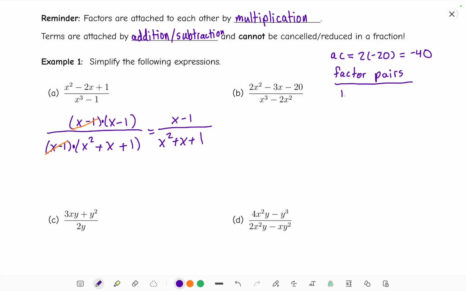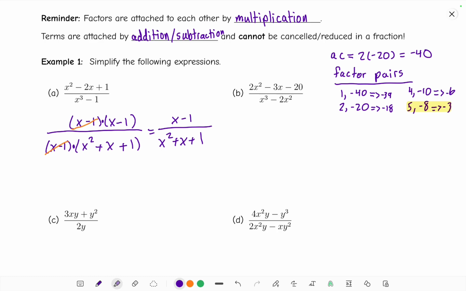So it's going to be 1 and negative 40, 2 and negative 20, 4 and negative 10, 5 and negative 8. And that is it. So 1 and negative 40 is negative 39. 2 and negative 20 is negative 18. 4 and negative 10 is negative 6. 5 and negative 8 is negative 3. That's the one we want.